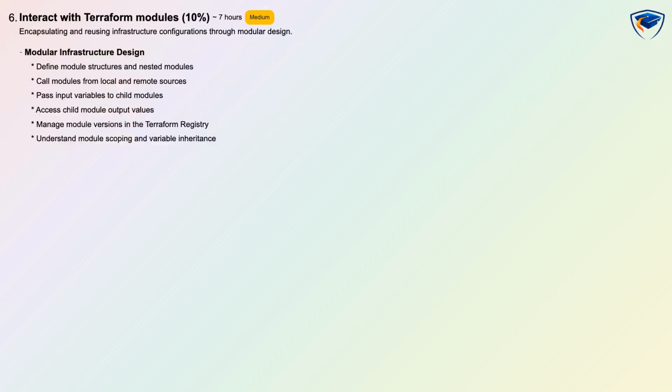In the Interact with Terraform Modules domain, you will learn about encapsulating and reusing infrastructure configurations through modular design. This includes defining module structures, calling modules from local and remote sources, passing input variables to child modules, accessing child module output values, managing module versions, and understanding module scoping and variable inheritance, accounting for 10% of the exam. This domain has a medium difficulty level, and requires around 7 hours of study time.